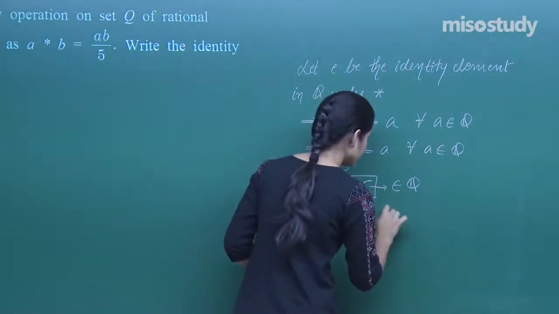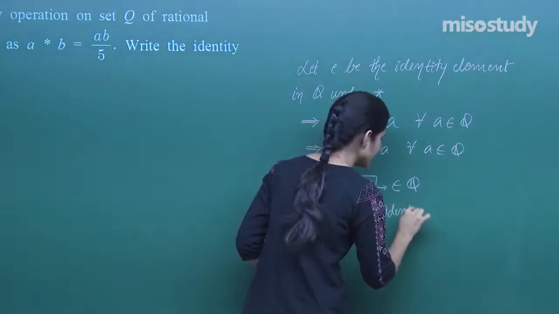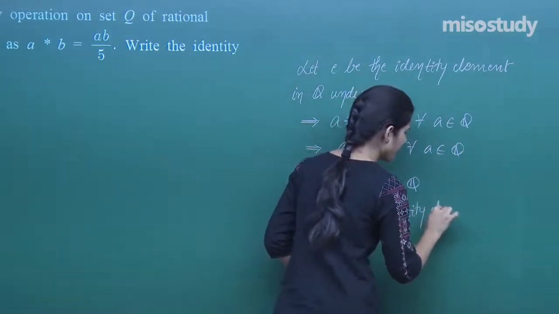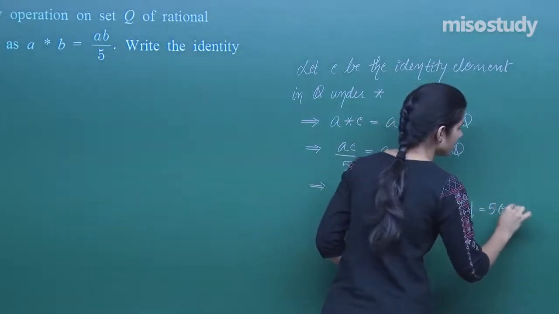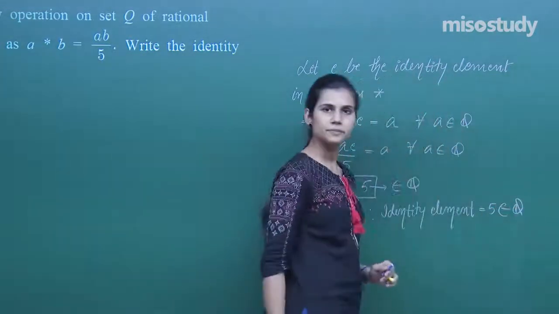Therefore, identity element is equal to 5, which is a rational number.